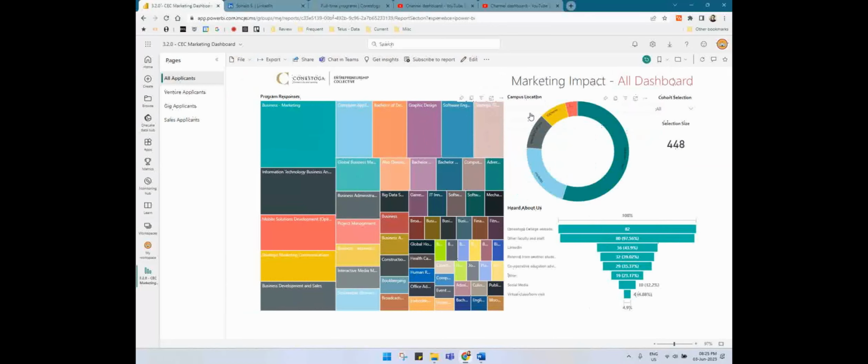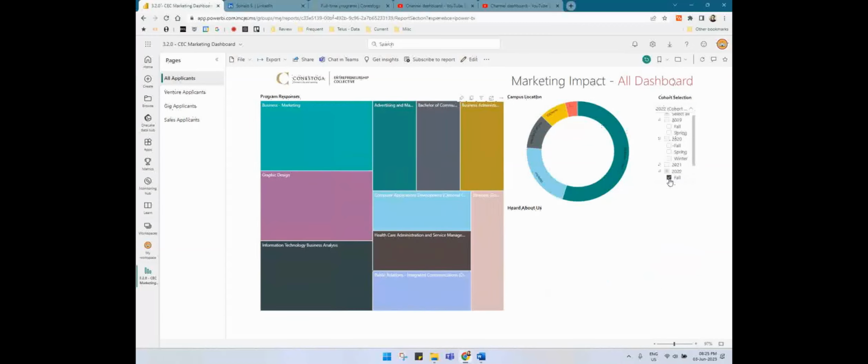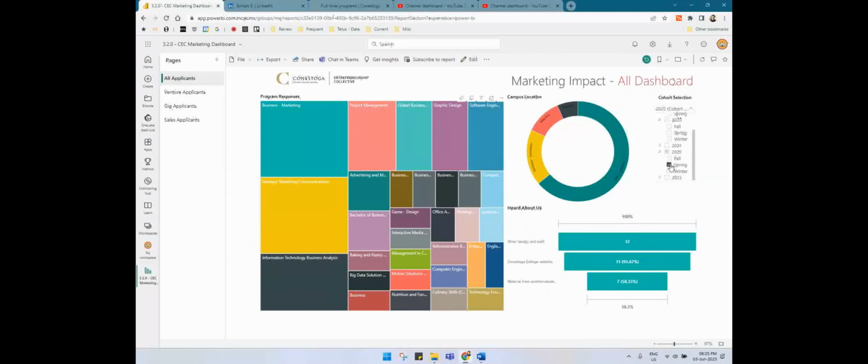Conestoga has 10 campuses in various cities, and the data set goes back all the way to 2019 in the different terms of fall, spring, and winter. So let's deselect everything and pick something more recent. Let's pick spring of 2022.